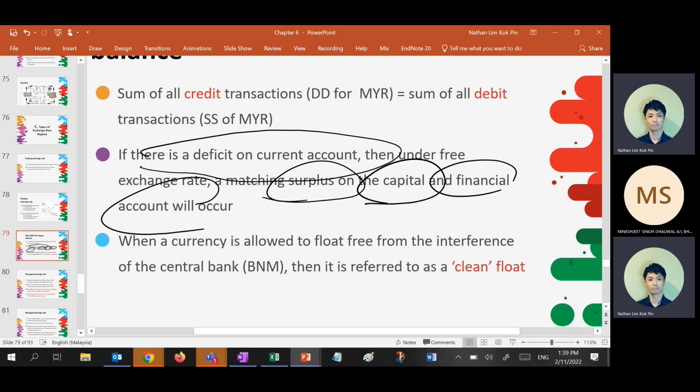This one, because the government is not going to intervene in anything, is always referred to as a clean float, which means they don't play any dirty tricks. That's floating exchange rates. They don't play any dirty tricks.